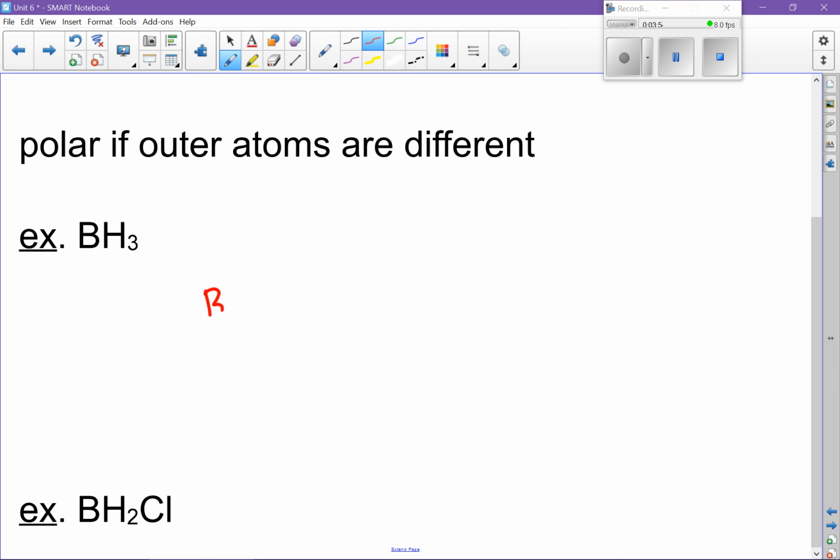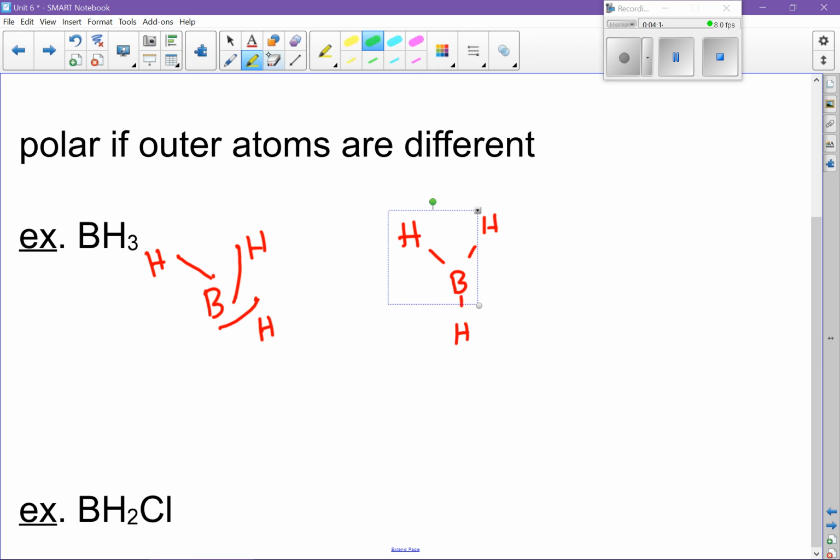So BH3, 1 dot for each hydrogen, connect everything. So I've got 3 atoms and 0 unshared pairs, so trigonal planar looks like this in the shape of a letter Y. Okay. Then I look at the outside atoms. I have an H, an H, and an H. If they're all the same, then you have a nonpolar molecule.